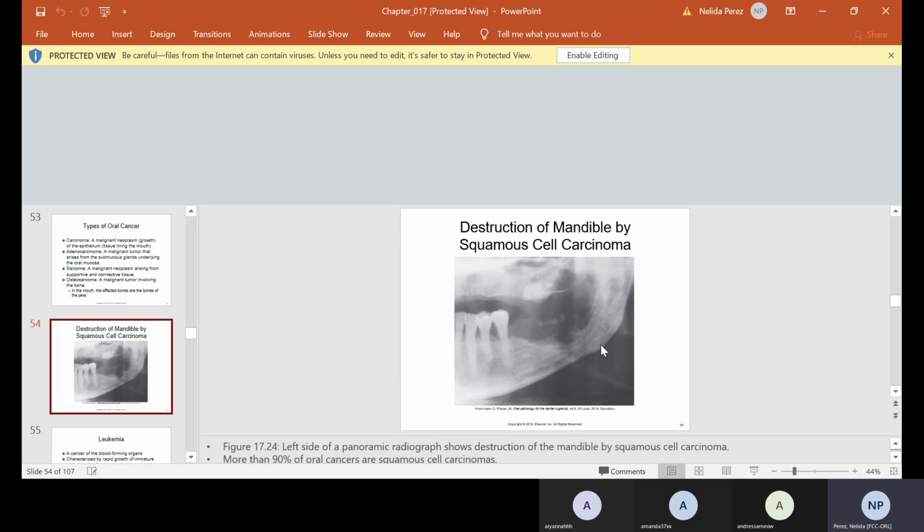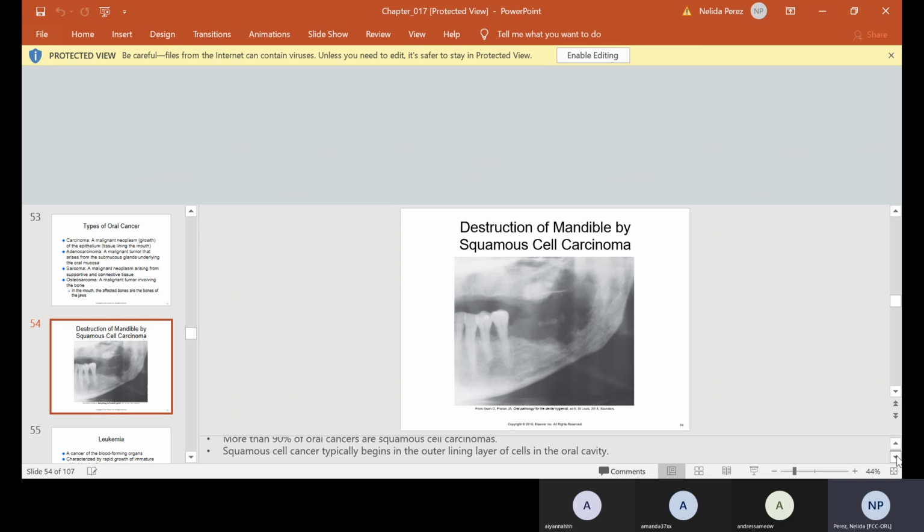Now, more than 90% of oral cancers are squamous cell carcinomas. That's not a good thing, okay? And it typically begins, as I mentioned, in the outer lining layers of cells in the oral cavity.